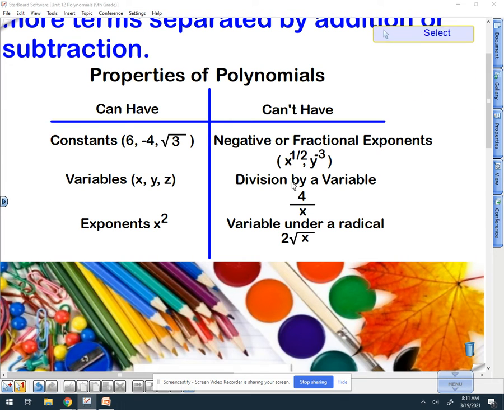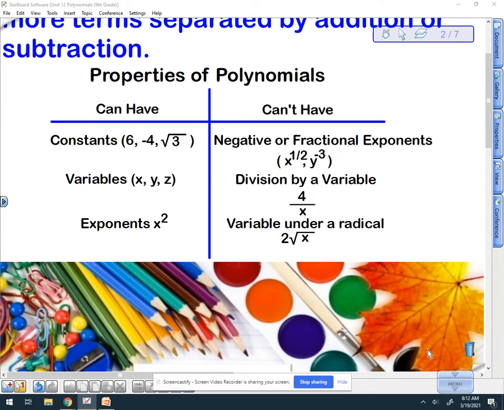All right. Can't have division by a variable. If you have 4 over x, if the x or y or a or b or any other variable is in the bottom of a fraction, if it's the denominator, then it's not a polynomial. You cannot have a radical, an x or any variable, under a radical, under a square root symbol.